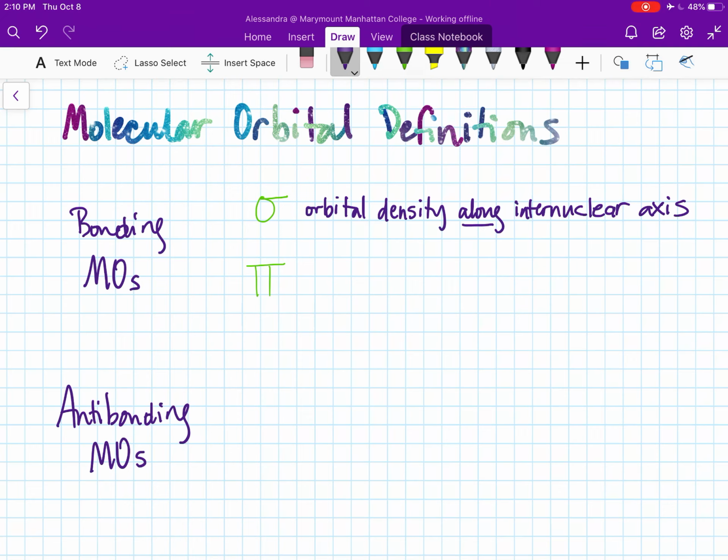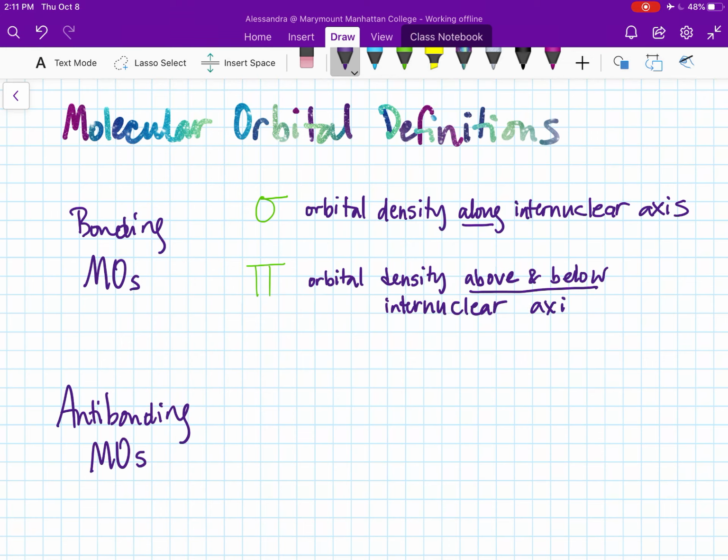Pi bonding molecular orbitals, by contrast, are going to have the orbital density above and below the bonding axis. So we already actually saw this in our discussion of the localized electron model. That is still true here, that when we have pi interactions, the orbital density lies above and below the internuclear axis or the bonding axis.